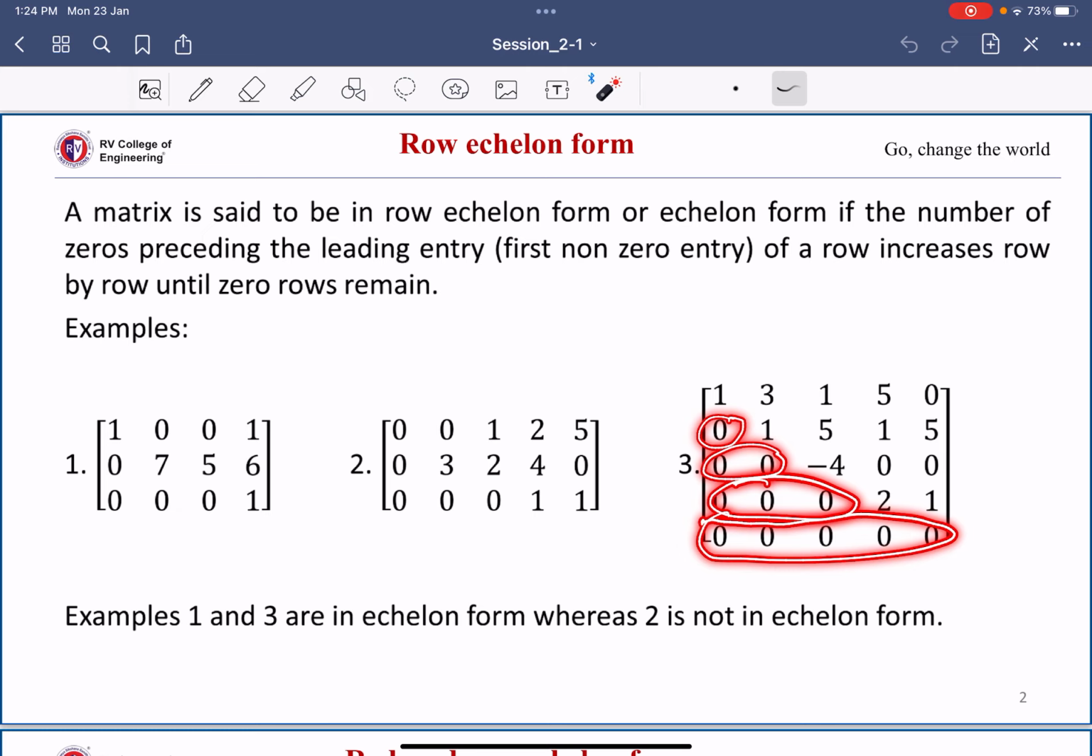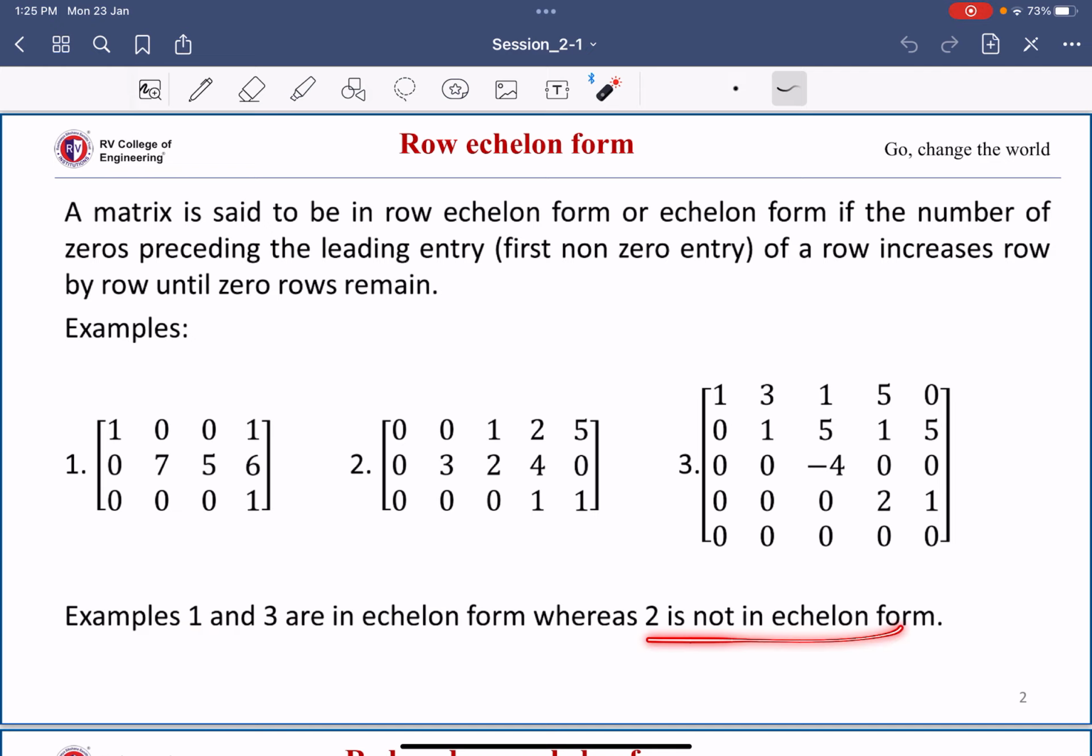So in echelon form of the matrix, 0 rows must always appear at the end. So that satisfies all the properties of echelon form of the matrix. Hence, example 3 is also in echelon form of the matrix. So examples 1 and 3 are in echelon form, whereas example 2 is not in echelon form.